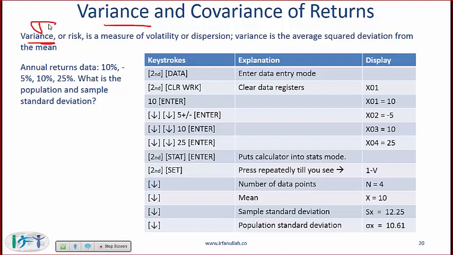Next we talk about risk, and the measure of risk that we'll use here is variance or standard deviation. So standard deviation is simply the square root. We've seen this in quant, and rather than repeat the formula, I'm just repeating the keystrokes for the calculator. So make sure you can do this.